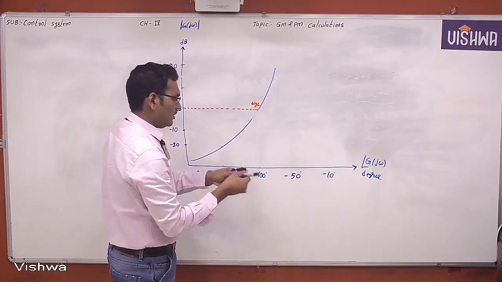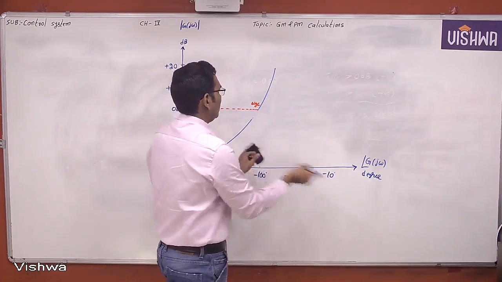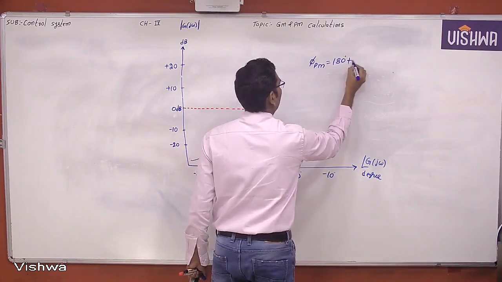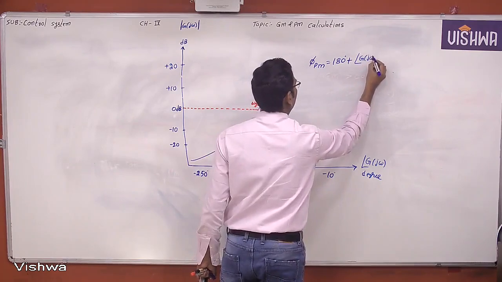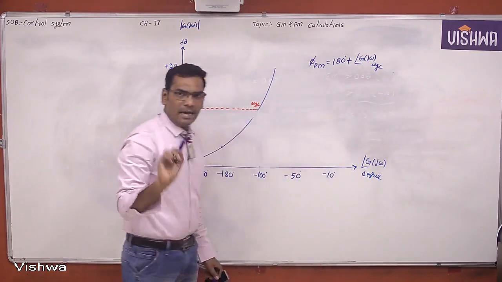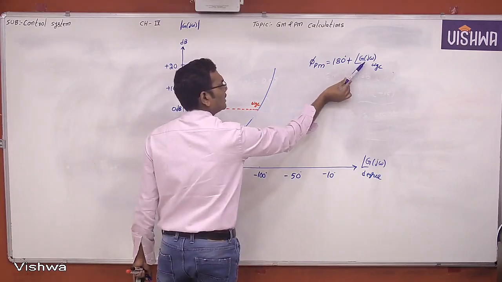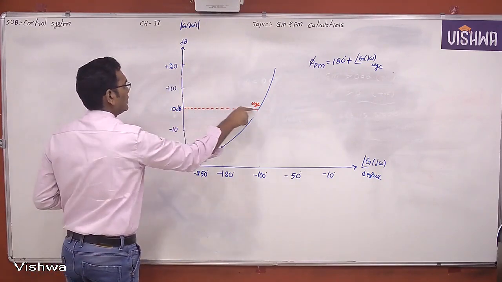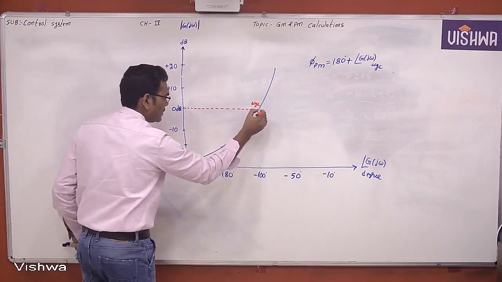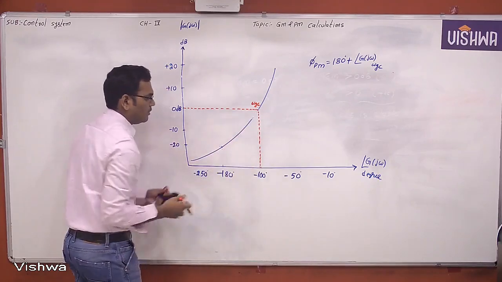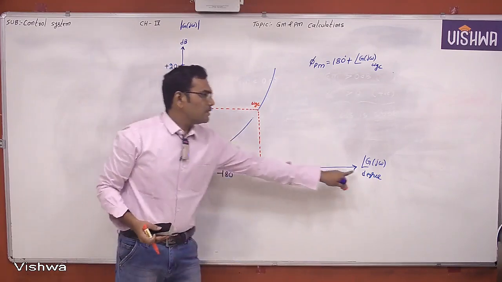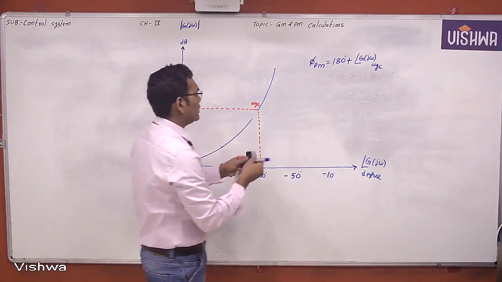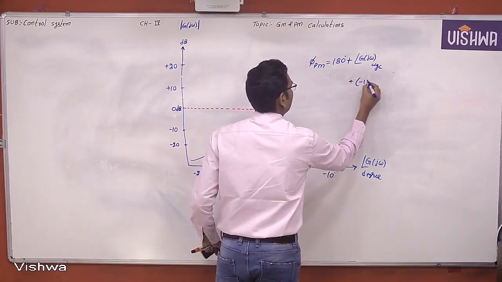Now what is the phase margin? The phase margin is equal to 180 degrees plus the angle of open loop transfer function at gain crossover frequency. I am interested in the angle at gain crossover frequency. Magnitude equal to 0 dB is the gain crossover frequency. At gain crossover frequency, what is the phase angle of the open loop transfer function? It is minus 100 degrees.